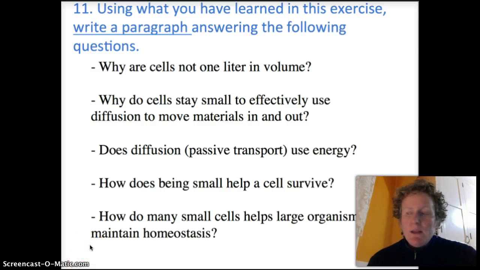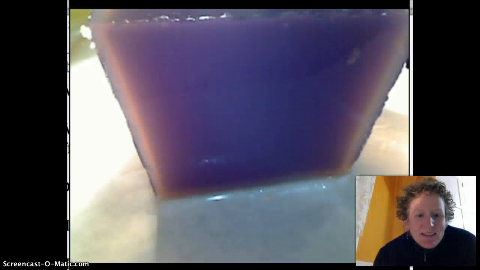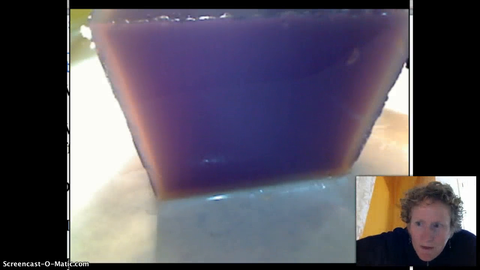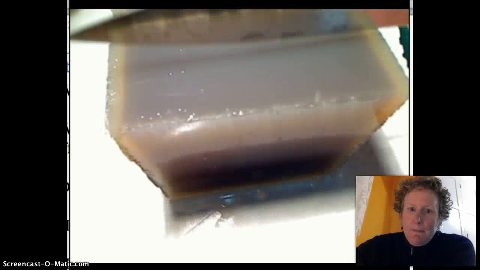In order to do that, let's quickly look at our 1 liter cell. We can see here in our big cell, you can see that there's a clear area along the edge here. That's where the vinegar has diffused into our big 1 liter cell. Remember, this cell here is 10 centimeters. This is our giant cell here.